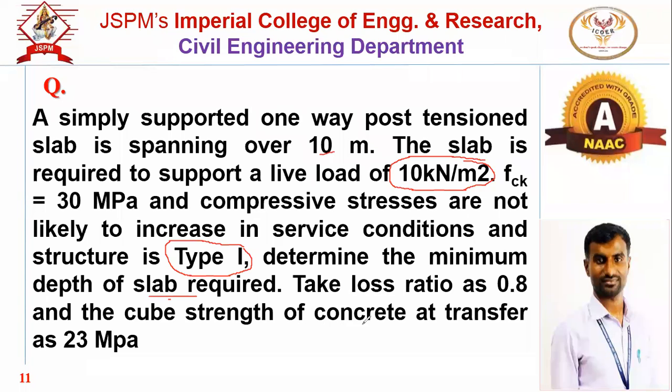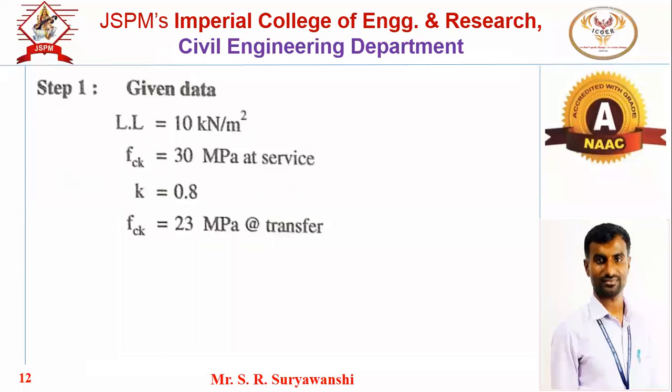0.8, and the cube strength of concrete at transfer is 23 MPa and in service it is 30 MPa. So we have to find out the minimum depth of the slab. So this is the given data: live load is given, grade of concrete at service is 30 MPa and at transfer it is 23 MPa, and the loss ratio K is given as 0.8. If in some of the MCQs they do not state the K value, then we have to assume K as 0.8. Okay. If it is not given, then assume the value as 0.8.